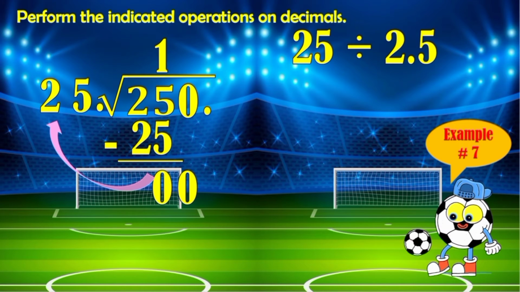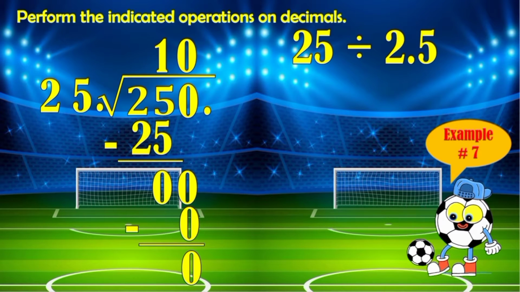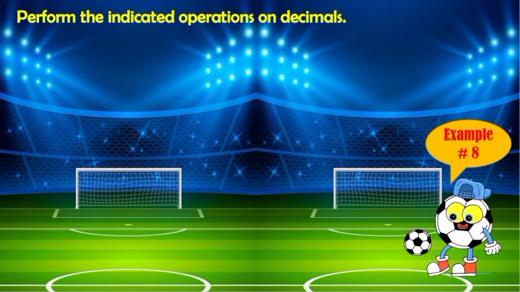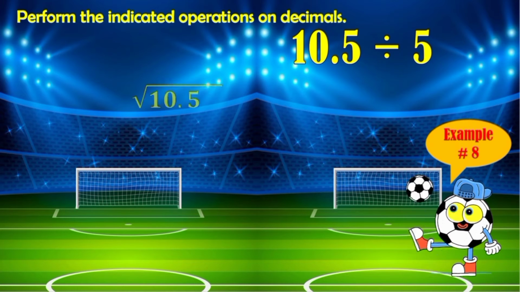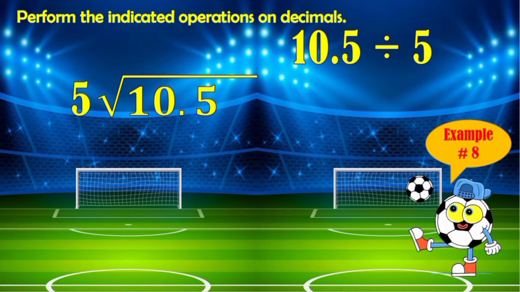0 divided by 25. We have 0. 0 times 25 is 0. 0 minus 0 is 0. So our final answer is 10. For our last example, we have 10.5 divided by 5. In this example, our divisor is a whole number. If our dividend has a decimal, simply rewrite the decimal point in the quotient.